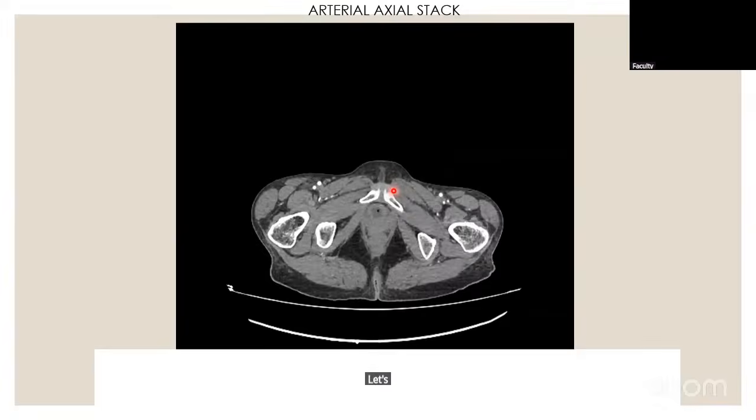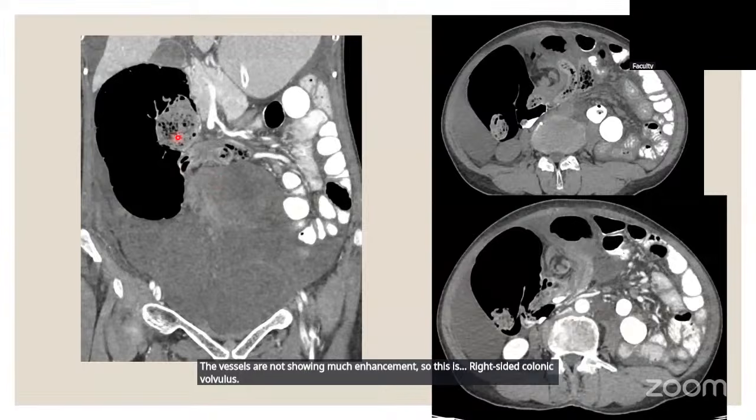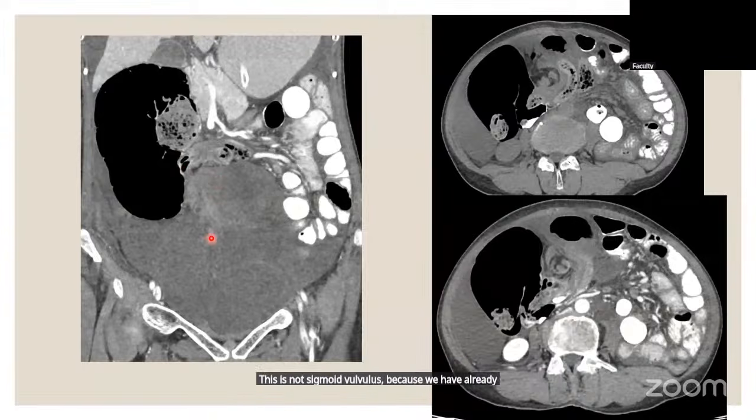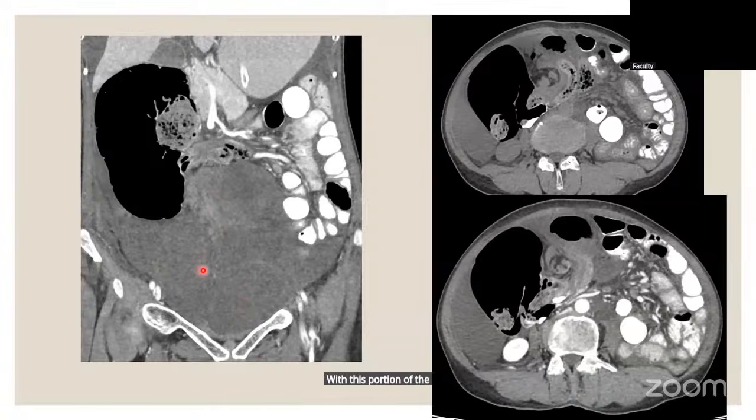Let's see in coronal, how does it look? So in coronal, this is the twisted bowel loop, with this bowel loop showing no wall enhancement. Comparison for plain and the post contrast for the vessels are not showing much enhancement. So this is right-sided colonic volvulus. This is not sigmoid volvulus because we have already seen in the axial phase that the sigmoid colon was normal. So this is right-sided colonic volvulus involving the hepatic flexure and the transverse colon, with this portion of the colonic loop being gangrenous.